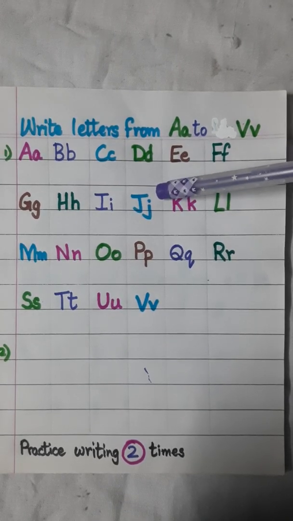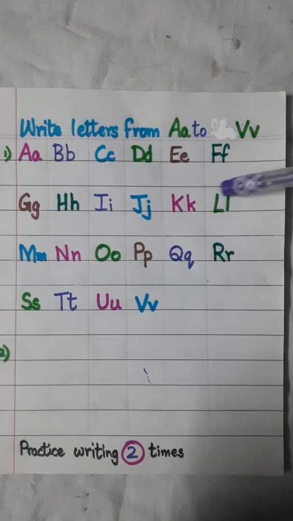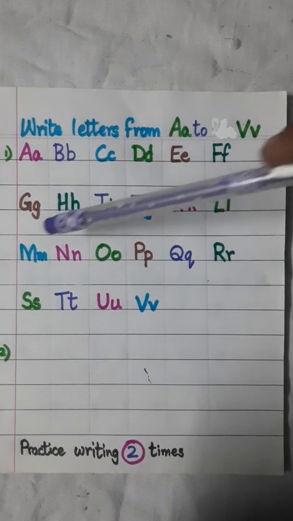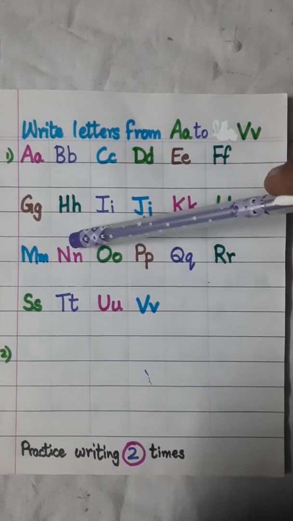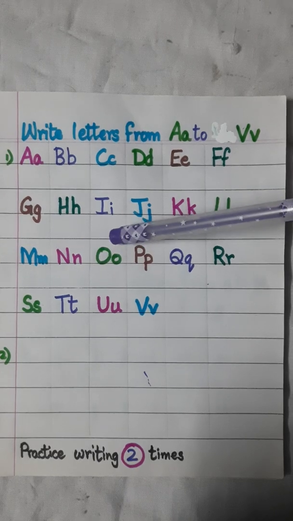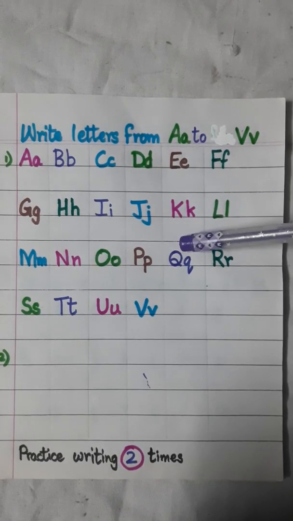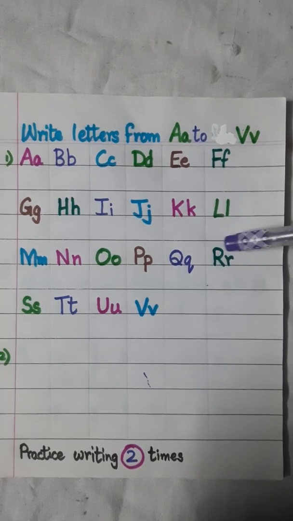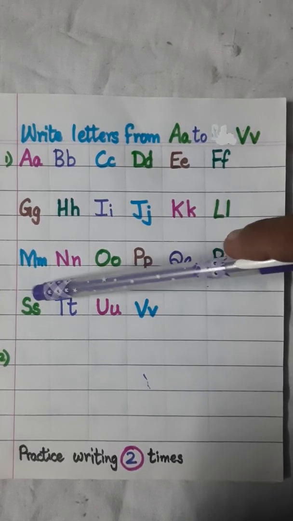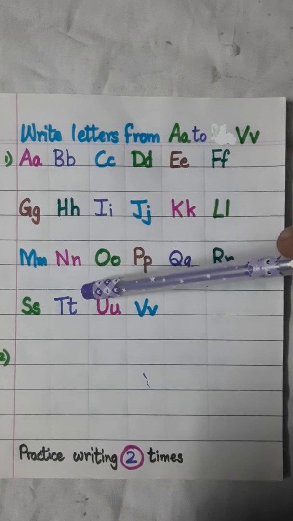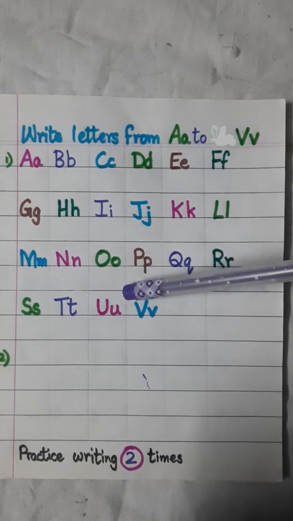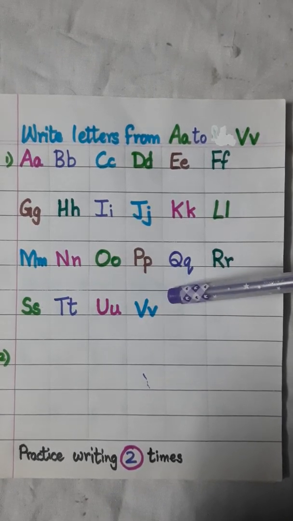Capital J, small j. Capital K, small k. Capital L, small l. Capital M, small m. Capital N, small n. Capital O, small o. Capital P, small p. Capital Q, small q. Capital R, small r. Capital S, small s. Capital T, small t. Capital U, small u. Capital V, small v.